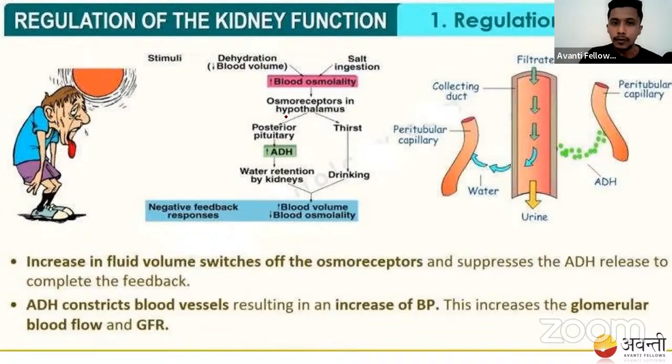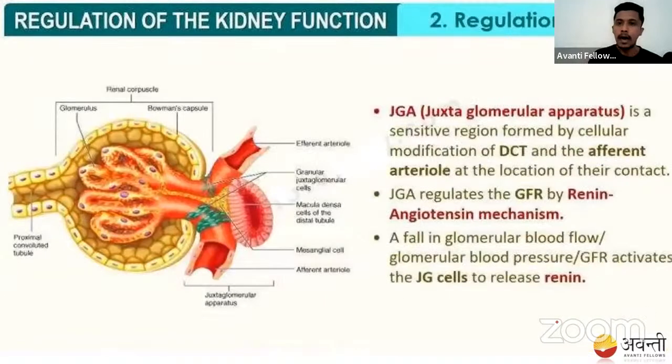Osmoreceptors in the hypothalamus get switched off. That will stop the signal from the hypothalamus to the posterior pituitary, and that will negate the production of ADH. The ADH will not be released, and that will complete the feedback mechanism. Once the ADH reduces, that will constrict the blood vessels, resulting in an increase in BP and glomerular blood flow. So that is what happens.